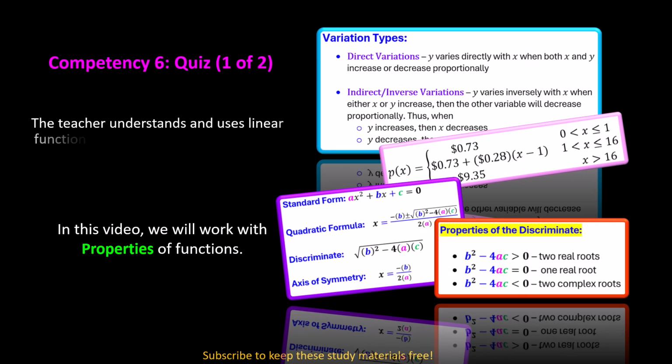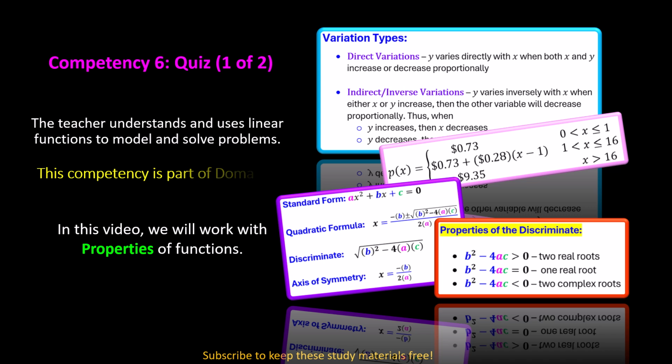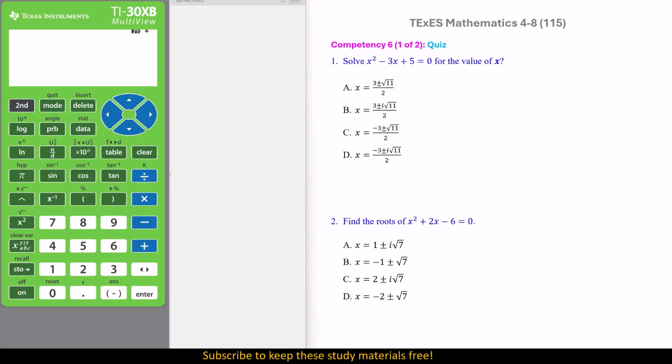Welcome to part 1 of Competency 6 quiz. In this video, we will work with properties of functions. Number 1, solve x squared minus 3x plus 5 equals 0 for the value of x.